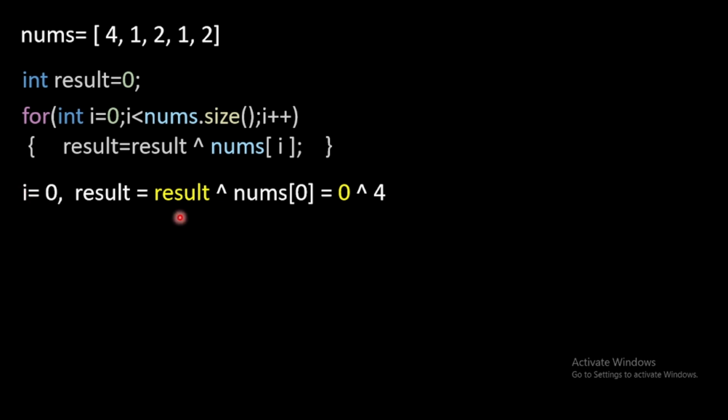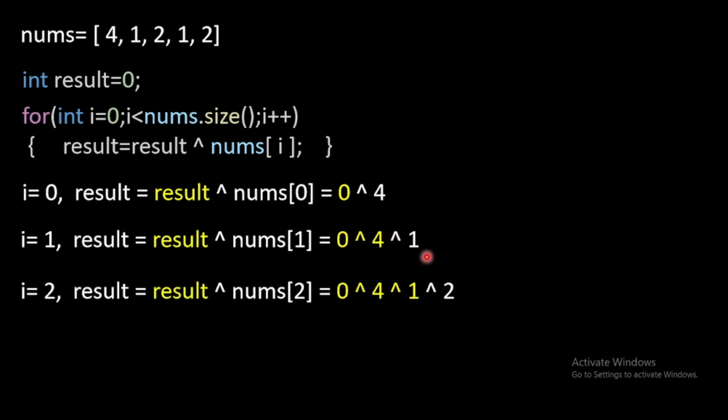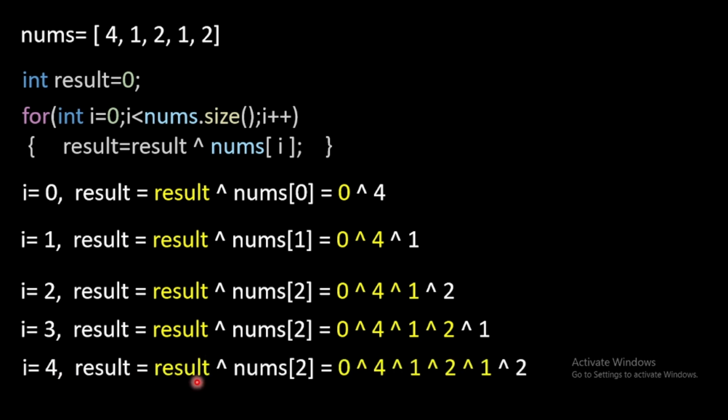At our first iteration, result will be 0 XOR 4. After the second iteration, it will be 0 XOR 4 XOR 1. Similarly, at last, at the fifth iteration, it will be 0 XOR 4 XOR 1 XOR 2 XOR 1 XOR 2. Now let's see how result is giving the output 4. So here at first result is containing 0 XOR 4 XOR 1 XOR 2 XOR 1 XOR 2.